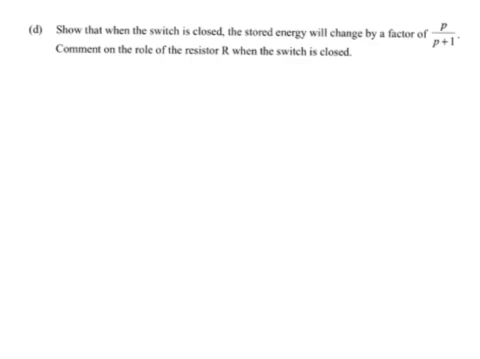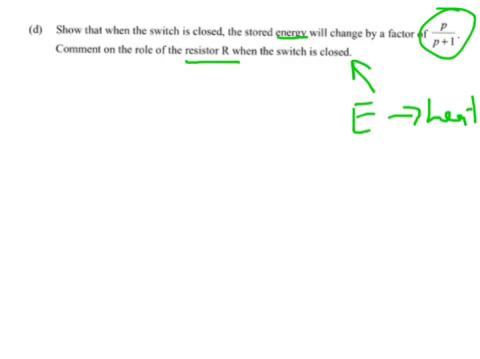Show that when the switch is closed, the stored energy will change by a factor of P over P plus 1. Comment on the role of the resistor when the switch is closed. Well, the role of the resistor is easy. The energy that's lost is lost as heat through the resistor when the current flows. So let's consider that part dealt with.